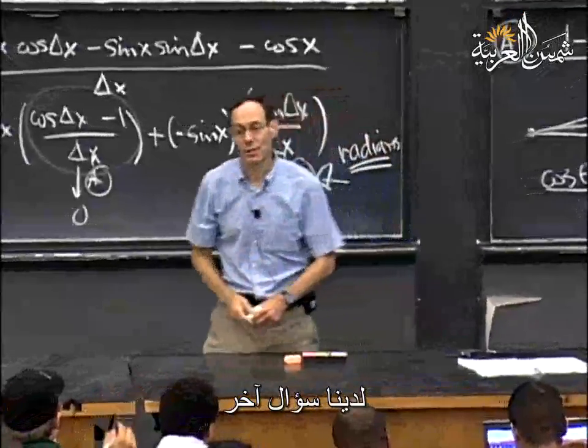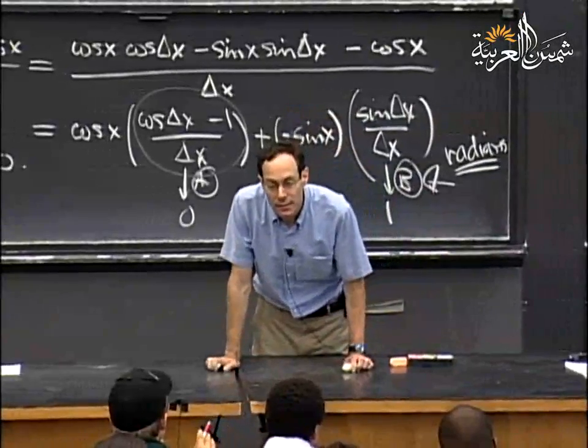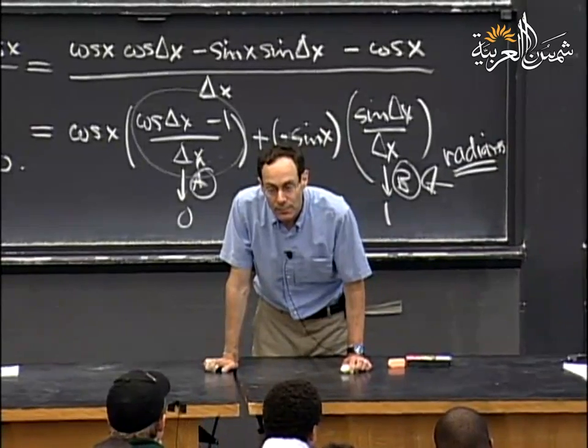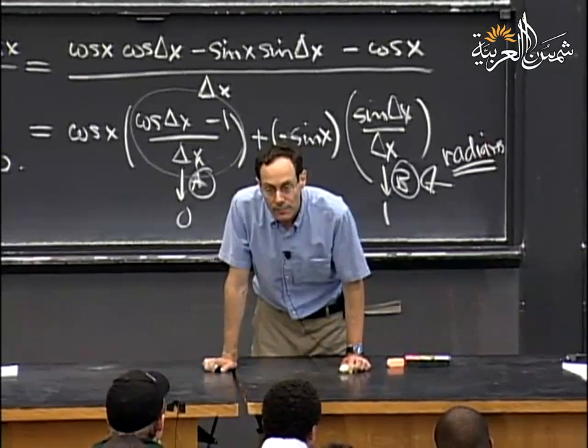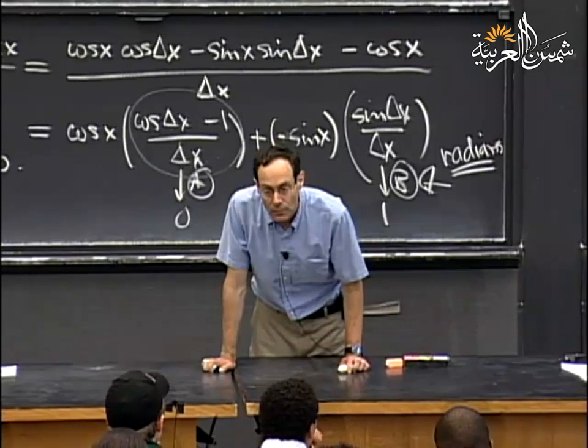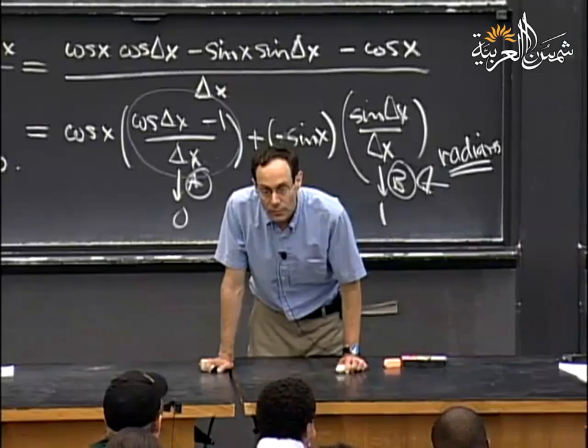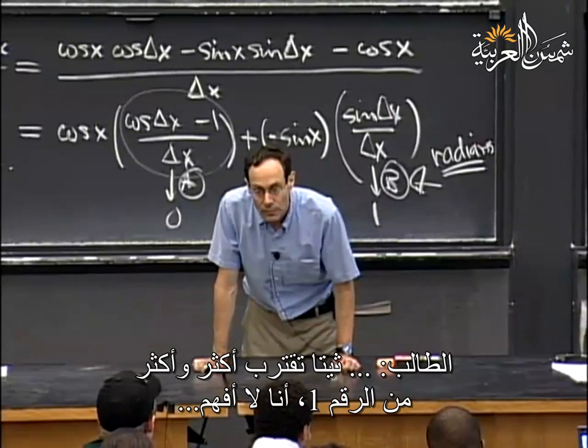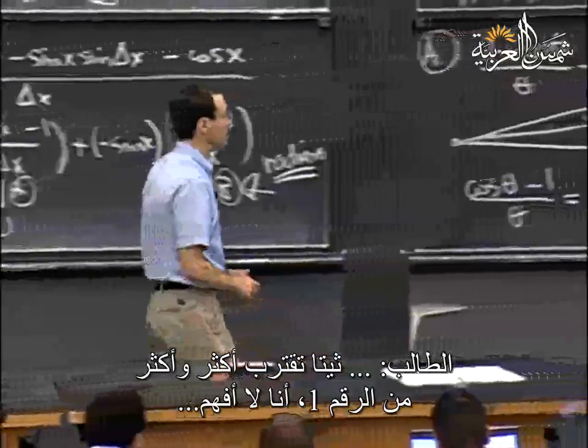Another question. For part A, there was a proof. I'm having a little difficulty conceptualizing it because it seems that as theta gets smaller and smaller, the ratio between 1 minus cosine theta and theta will get closer and closer to 1. Like, I don't understand how that can be zero.